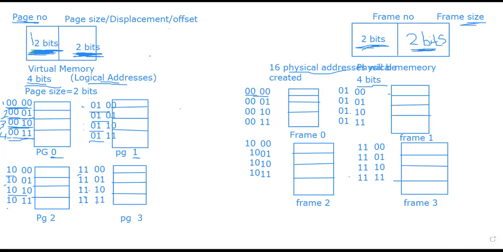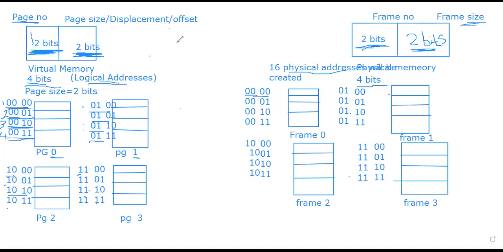Now there is a guy called the page table. This is the key. What is the page table? The page table is responsible for mapping which page number should be mapped with which frame number. If we take page 0, page 0 must be mapped with which frame number? Is it frame number 0, frame number 1, frame number 2, or frame number 3? That detail is stored in our page table.